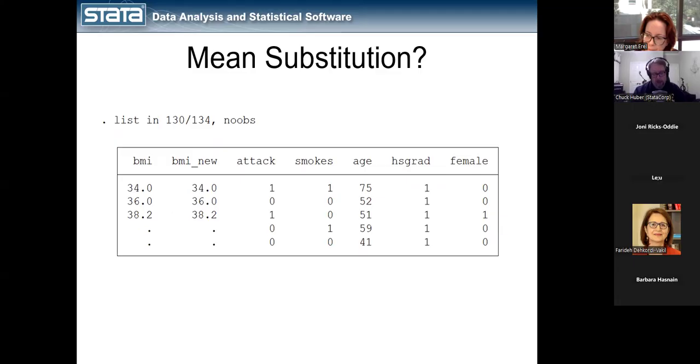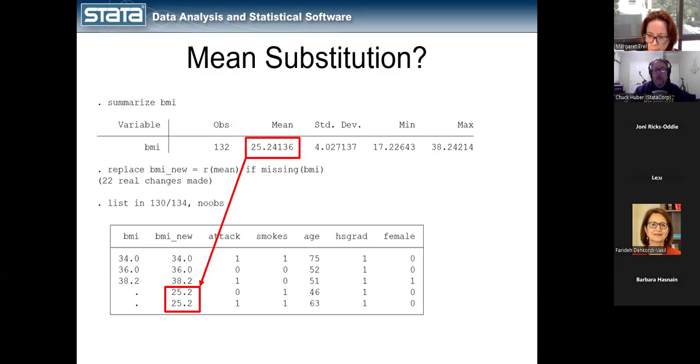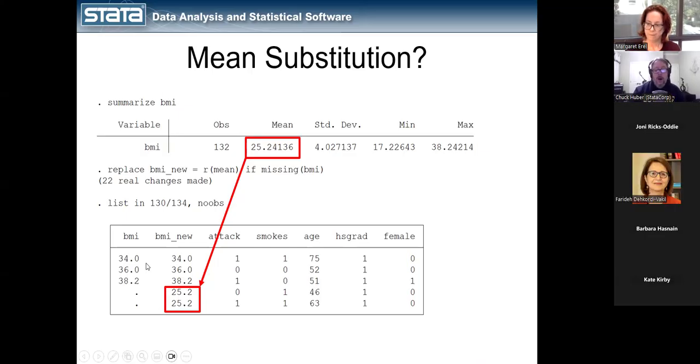But again, in the old days, before multiple imputation was readily available in commercial software, this was a popular way to handle missing data. So what we would do is take the variable BMI, estimate the mean BMI from the observations that we actually have, and then take that mean and substitute it in for any missing values of BMI. So here at the bottom of the slide, what I've done is taken the original variable BMI, copied it into a new variable called BMI_new, and in BMI_new, what I'm doing is substituting the mean for any missing values of BMI.